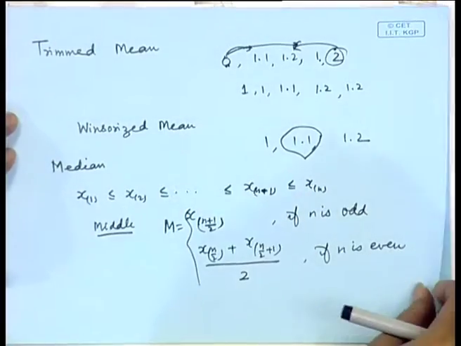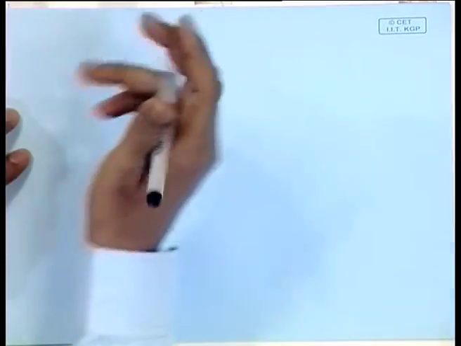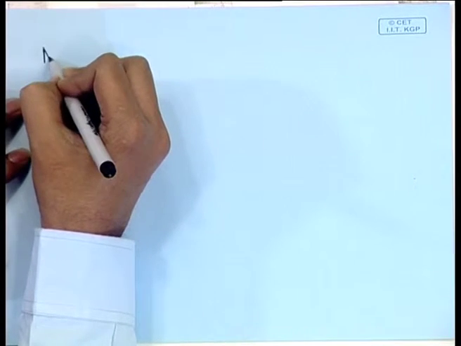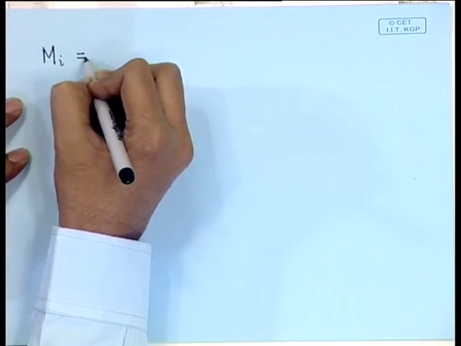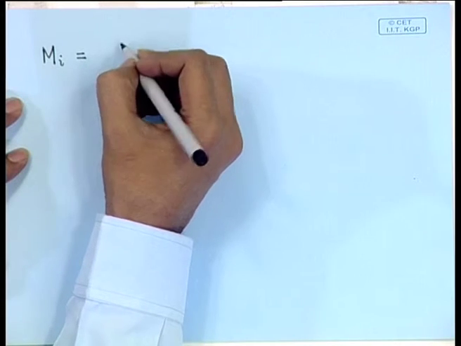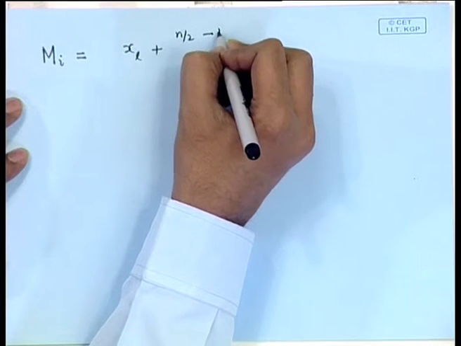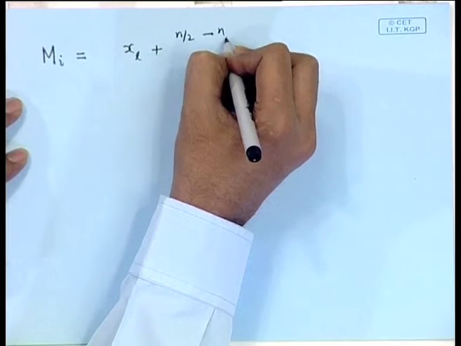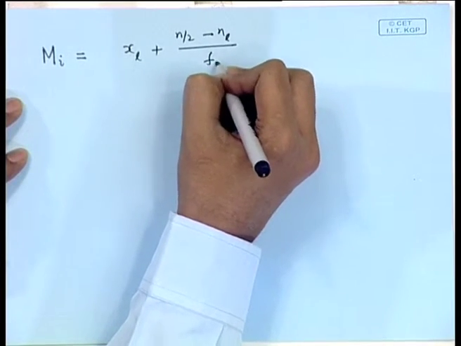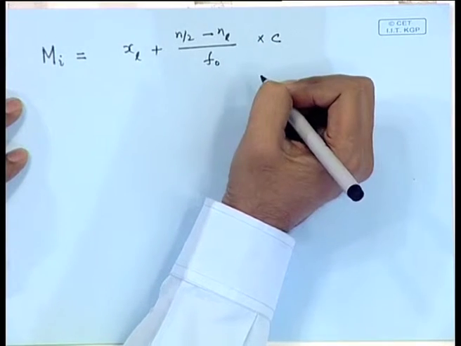So, when we have raw data, we can order them in a sequence and find out the median using this technique. However, if I have a frequency distribution, then one may consider the following. It is written as m is equal to x L plus (n by 2 minus n L) divided by f naught into C.